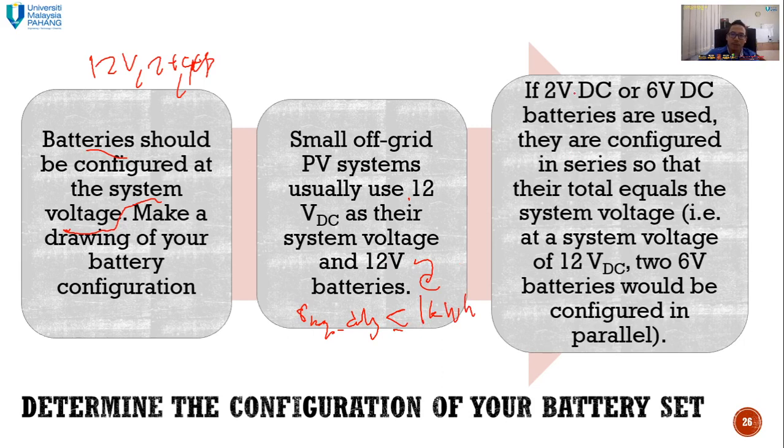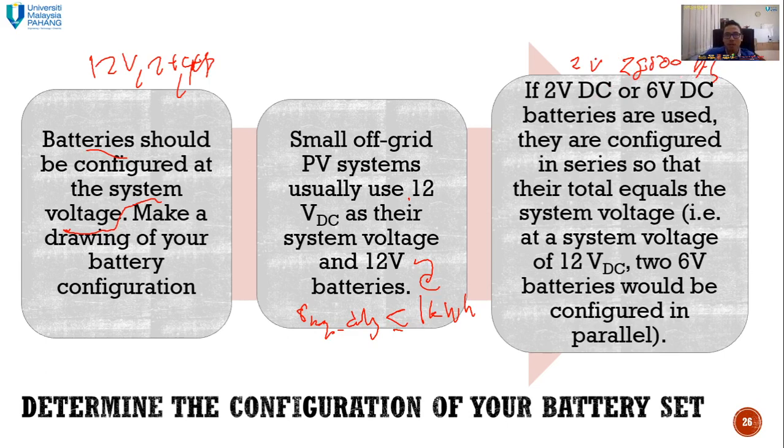So if 2 volt DC or 6 volt DC batteries are used, they are configured in series so that their total equals the system voltage. This is very common. Because in most cases, of course, we have 12 volt batteries, but there are some batteries with extremely high capacity, but their voltage is very low, around 2 volt. But the capacities go to thousands, 10,000, tens of thousands. For example, they have 28,500 Ah.